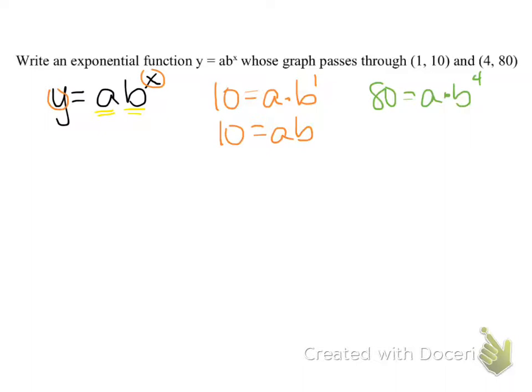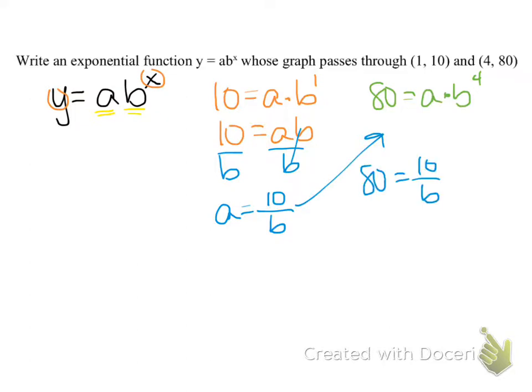And now, hopefully you should see that you could solve this first equation for a. We'll get a equals 10 over b. And let's plug that into the second equation in place of the a. So 80 equals a, which is 10 over b, times b to the fourth. Well, simplifying this, the b on the denominator and the b on the numerator cancel, so we have 80 equals 10 b to the third.